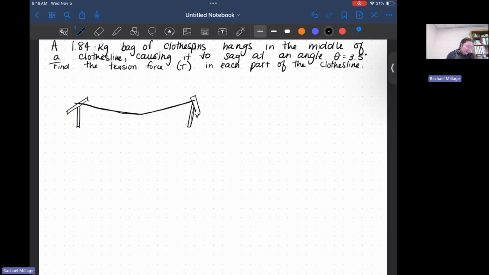Okay, so I have my clothesline posts, I have my clothesline, and then we have a bag of clothespins sitting in the middle, causing it to sag. And it says it sags at an angle of 3.5 degrees. So I'm going to say my angle here on either side is theta, and we know that theta is 3.5 degrees. So I'm just going to leave it as theta. So now I have to establish a coordinate system. I have an X in this direction and a Y in this direction.